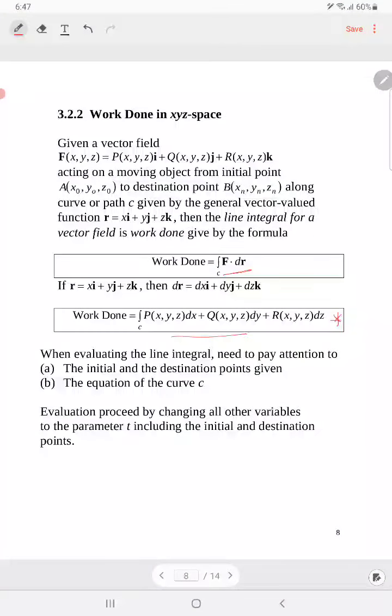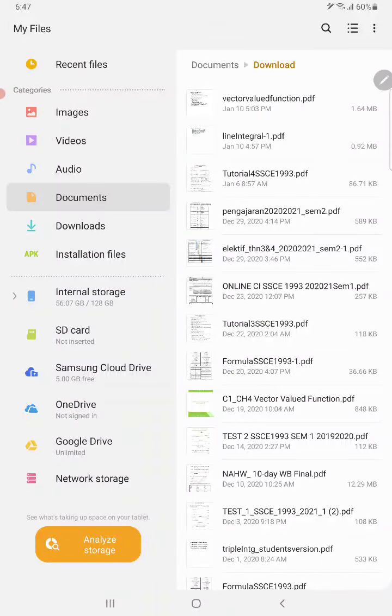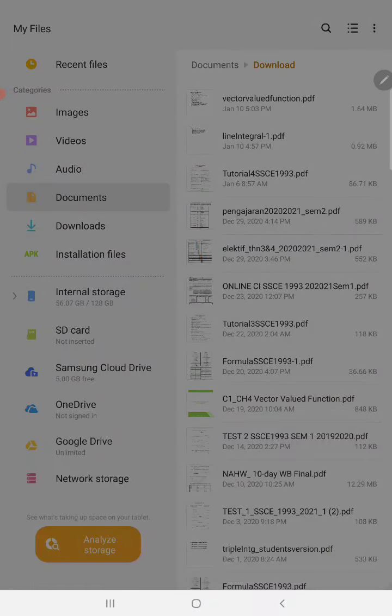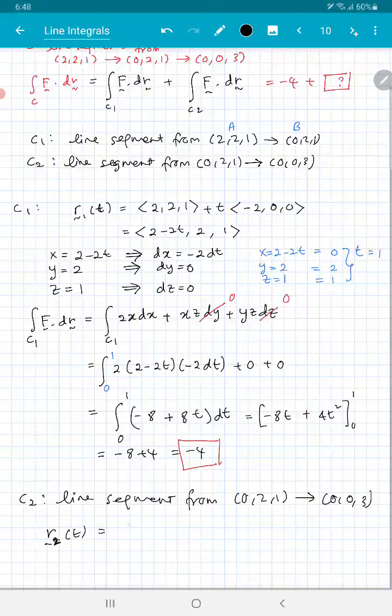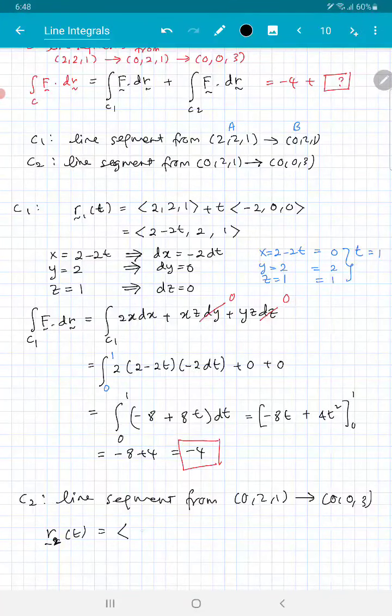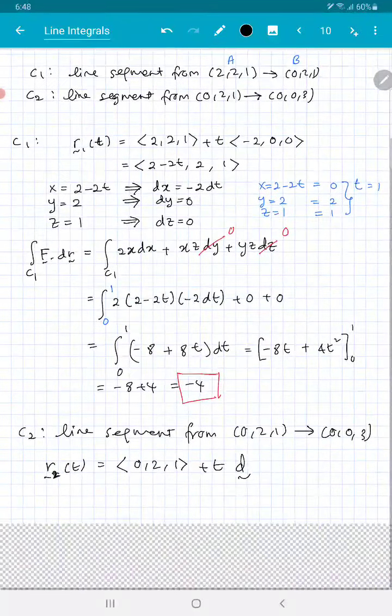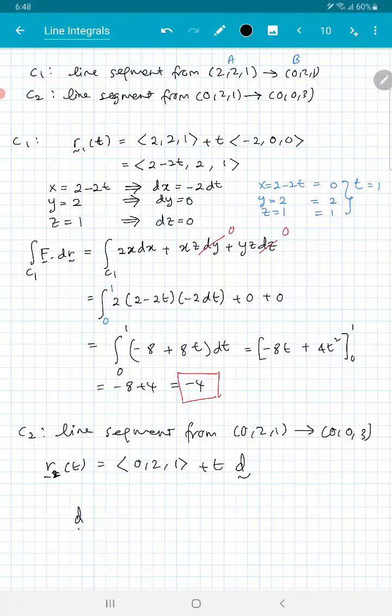Again, we're going to use the formula from the previous chapter, the equation of the straight line, which is r(t) is equal to OA plus td. All right, so we can use that. From here, I'm going to use the starting point as our position vector. So (0,2,1) would be the initial point, and I'm going to use that point. So the vector OA would be 0i plus 2j plus 1k, and then plus t times the vector d, which is a vector parallel to the line.